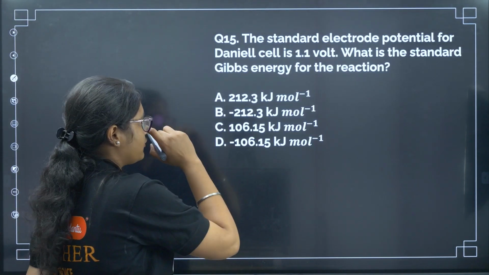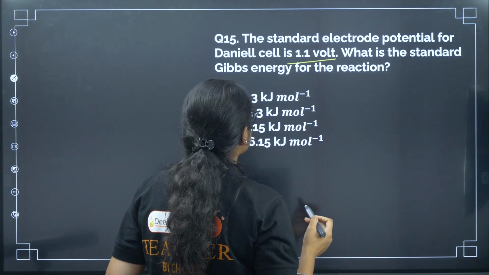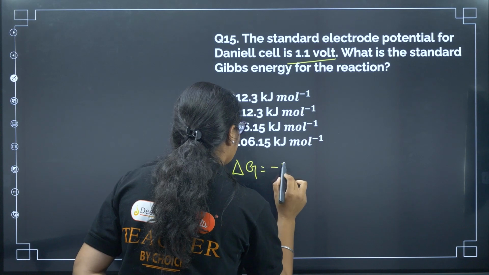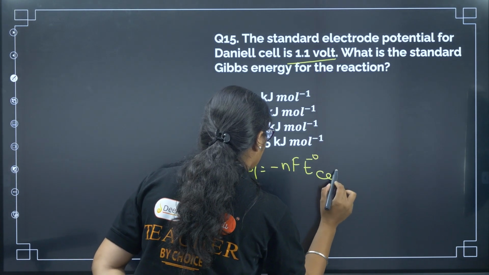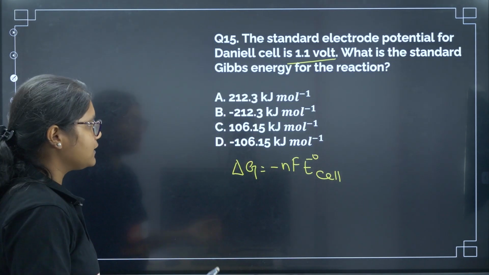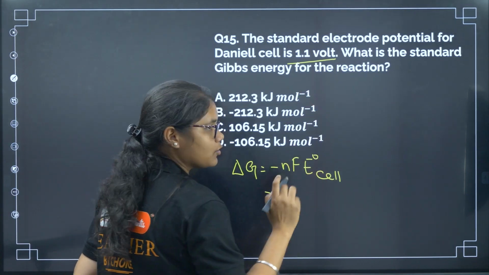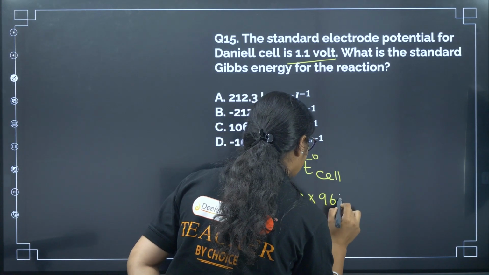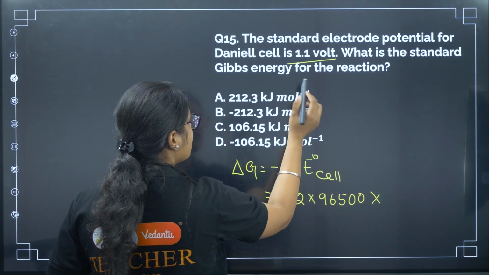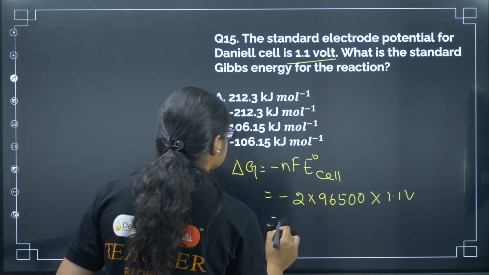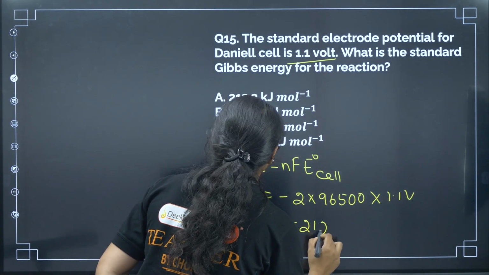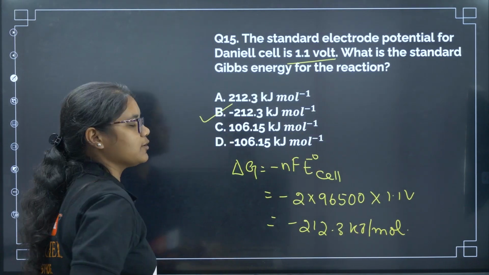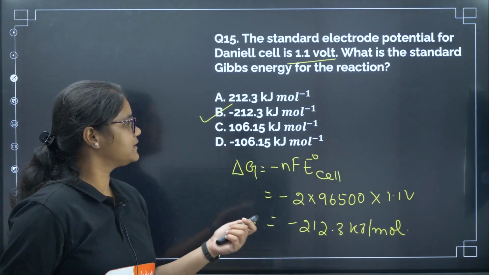Next question, the standard electrode potential of Daniel cell is 1.1 volt. What is the standard Gibbs free energy for the reaction? So we have this formula, delta G is equal to minus nFE naught of the cell, right? Daniel cell is your copper zinc cell where n value is 2. So I can substitute 2 into 96500 into E naught of the cell is 1.1 volt. So if I solve this, the correct answer will be minus 212.3 kilojoule per mole. Okay. So the correct answer for this question is option number B. Very easy direct based questions.